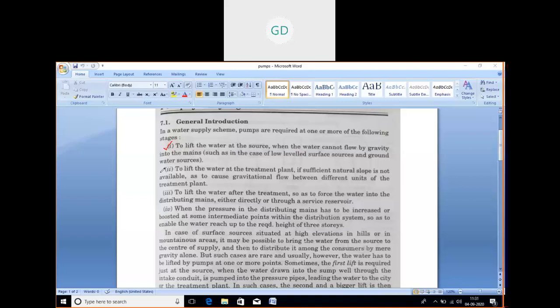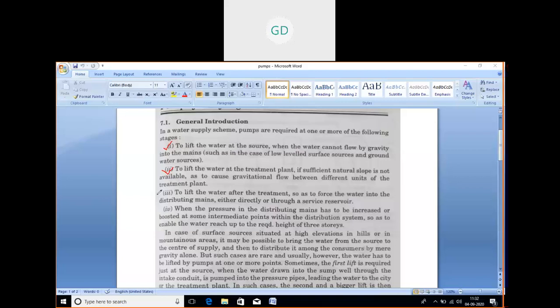The next point is to lift the water at the treatment plant if sufficient natural slope is not available as to cause gravitational flow between different units of the treatment plant. If natural slope is not available, what will happen? Gravitational flow cannot happen. So in order to lift the water, the pump is used.